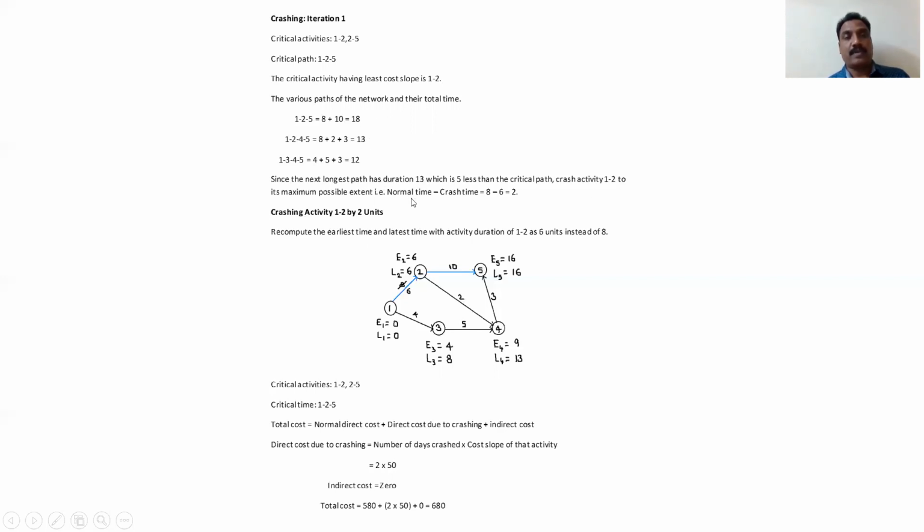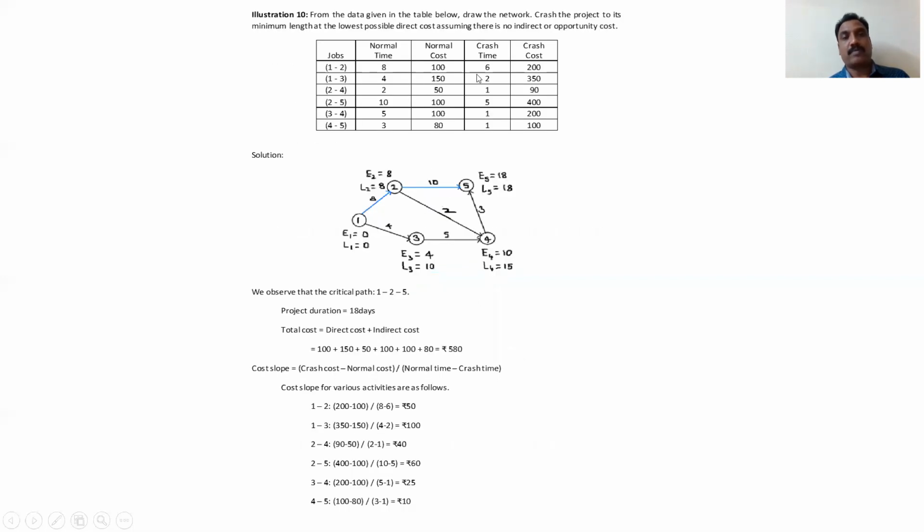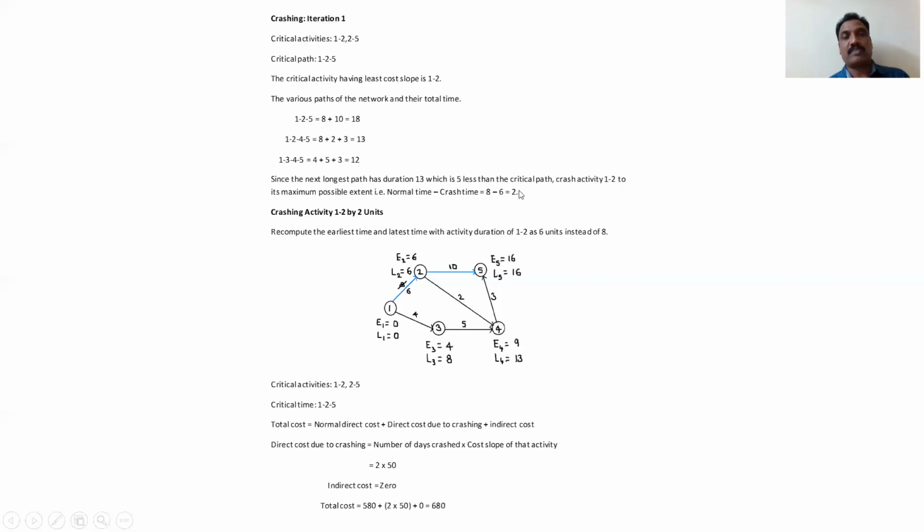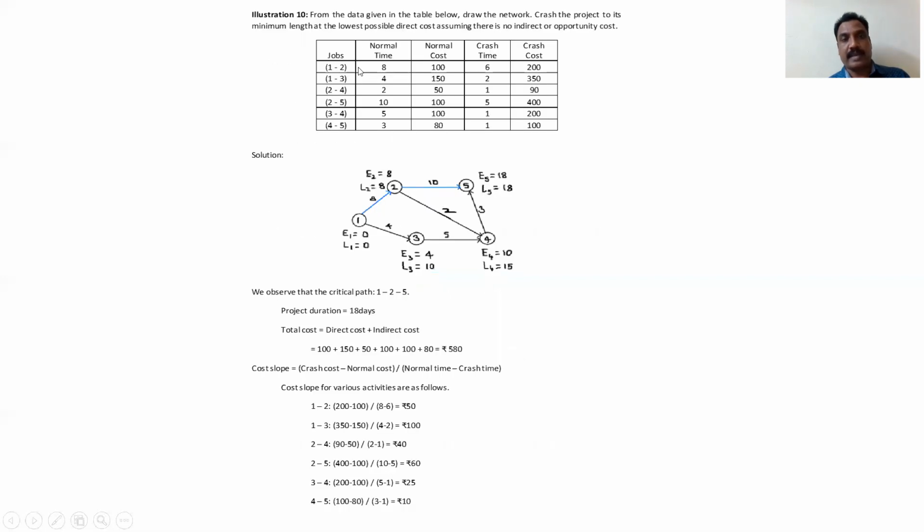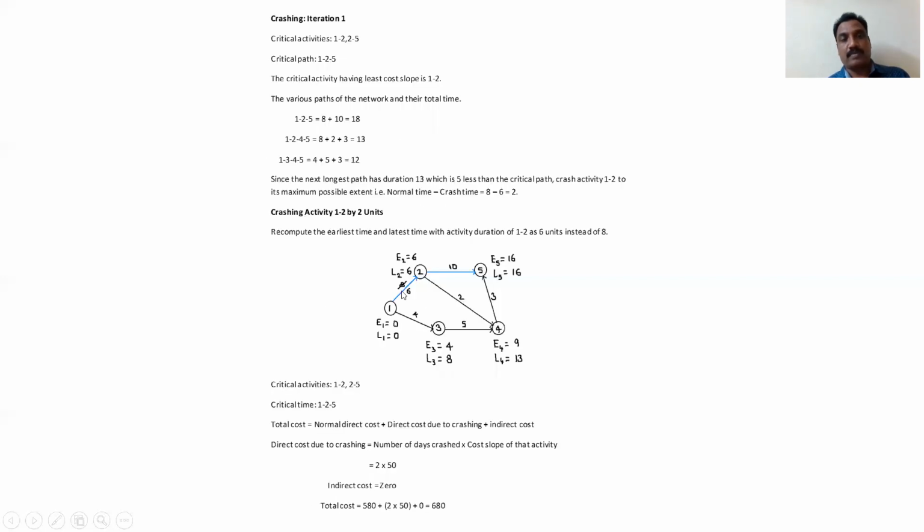But here normal time minus crash time, according to the problem, means we can crash by only 2 units. So 2 units are possible here. So now I am crashing the activity 1 to 2 by 2 units. Now, copy down the previous diagram as it is. Now you have to calculate the activities again, because here we have changed. This is 6. Earlier 8 was there, now it is 6.